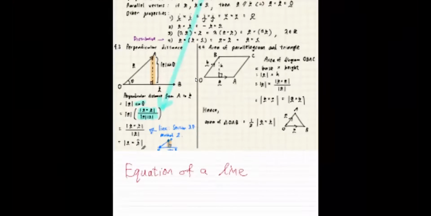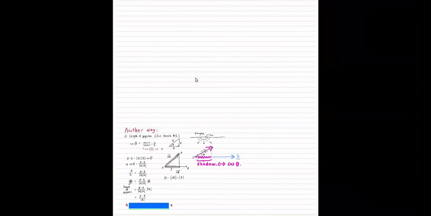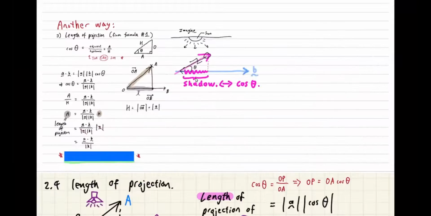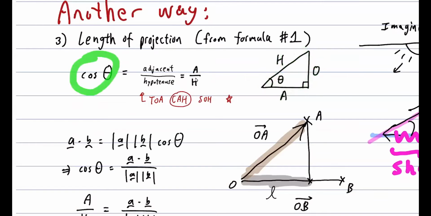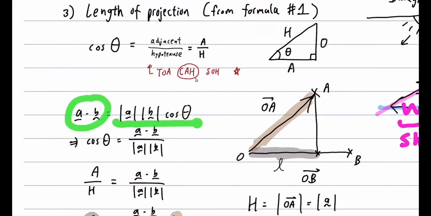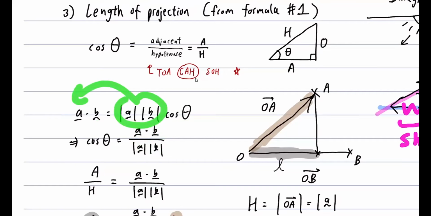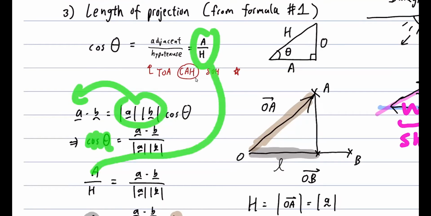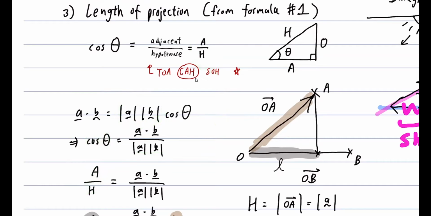Okay, so what you do is you start off with a triangle like this: opposite, adjacent, hypotenuse with respect to theta. Cosine theta is what? Adjacent over hypotenuse, right? So A over H. Then what do we know about the formula A dot B? It's just mod A mod B cosine theta. Then you can make cosine theta the subject, so A dot B divided by mod A mod B. Now, what do we know about cosine theta? It's A over H, so we can sub in. So A over H is A dot B over mod A mod B.